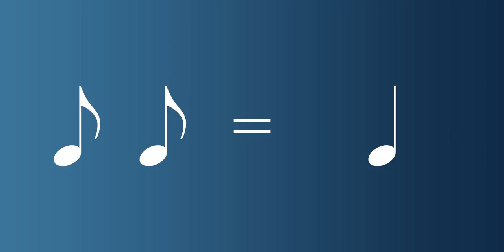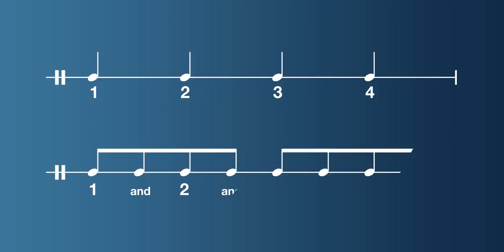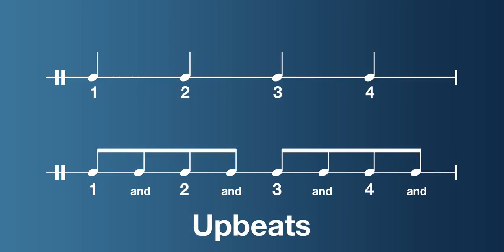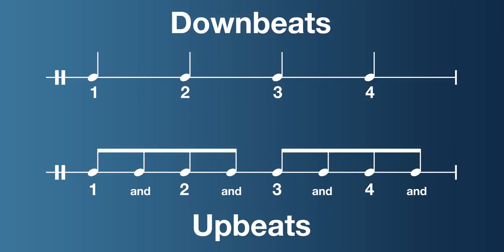So mathematically, chord notes and eighth notes line up like this. The ands in between the four main counts are the ways that we vocalize upbeats. Upbeats are what lie between downbeats, which are the main strong beats in a measure, or counts 1, 2, 3, and 4 in this case.